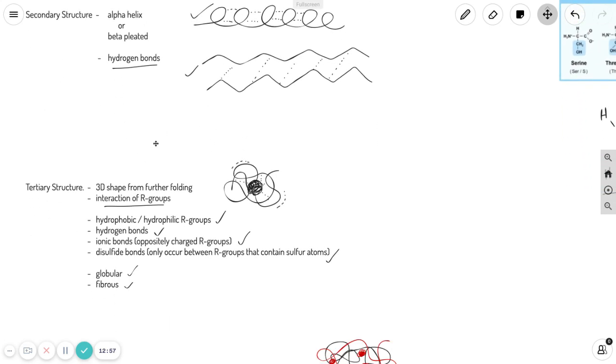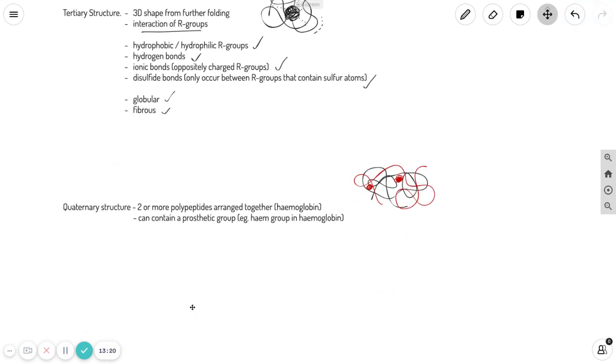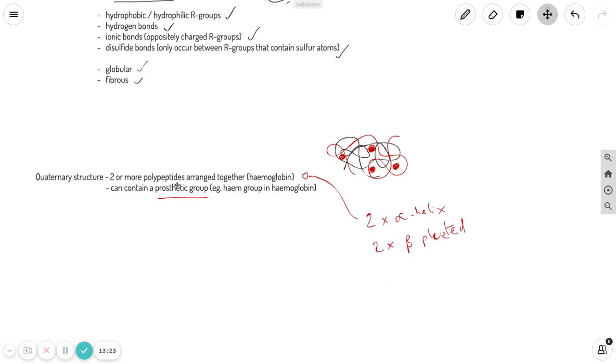We've got to talk more about the interaction of R groups. So we've got hydrophobic, orientating away from water, hydrophilic interacting with water. We've still got hydrogen bonds happening, ionic between the different charges of R groups, disulfide only between those R groups which have sulfur. And the 2 shapes you get from tertiary are either globular or fibrous, and then quaternary has to be 2 or more polypeptides. For example, hemoglobin has 4, and it can also contain a prosthetic group, which is a non-protein structure, which hemoglobin has as well, which we call the heme group.